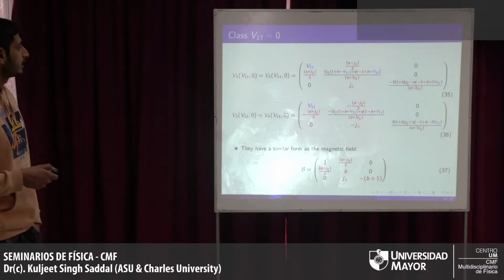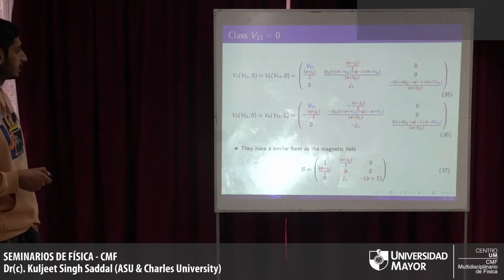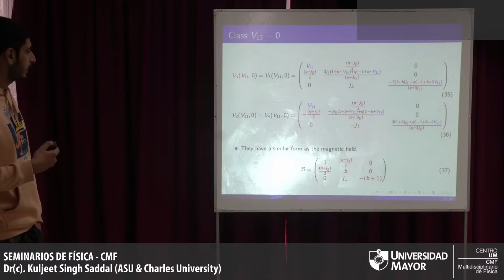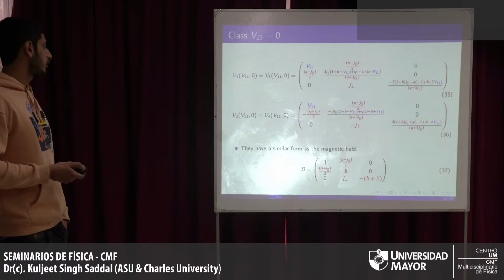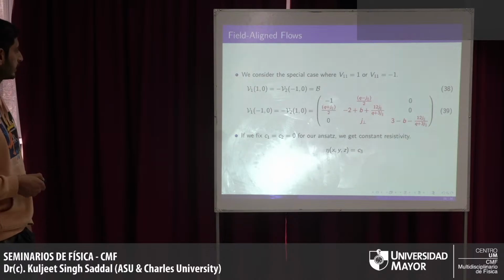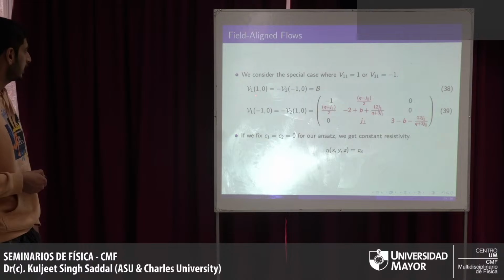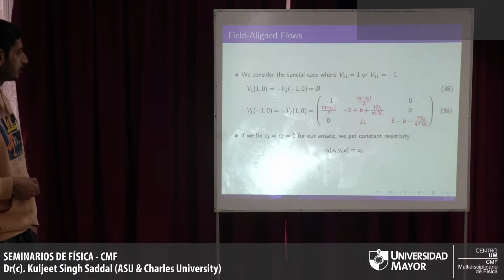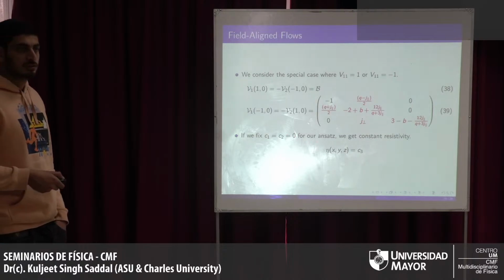And this form is nice because you can see that all the non-diagonal elements here are the same as the magnetic field. Only the diagonal elements are different. Like Q minus J parallel by 2 is the same as Q minus J parallel by 2 here, and that is true for all the non-diagonal elements. So when we substitute V11 equal to 1, we get back the trivial case where the velocity is parallel or anti-parallel to the magnetic field. And if we fix C1 and C2 to 0, we get constant resistivity. So this is nice.